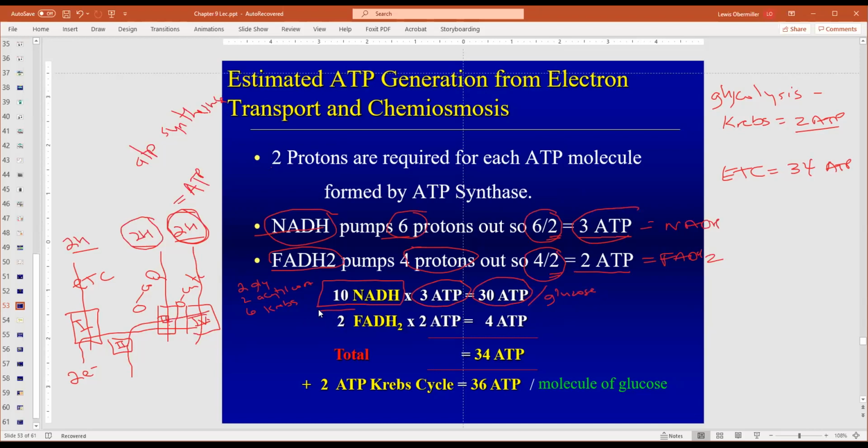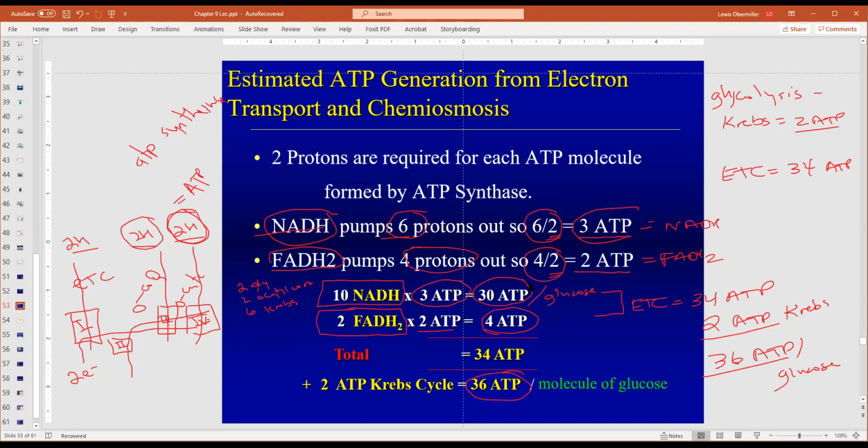And then we have 2 FADH2 from the Krebs cycle. We get 2 ATP for each one of those, so that's 4 ATP. So this all comes from the electron transport chain. That means we get 34 ATP from the electron transport chain, and we get 2 ATP from the Krebs cycle. So we get a total of 36 ATP per glucose molecule to use for energy. Does that make sense to everyone?